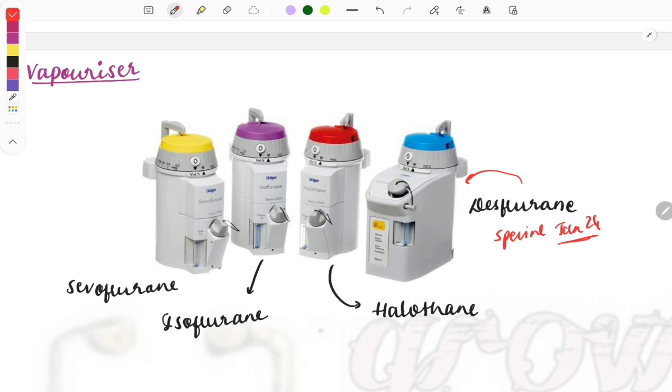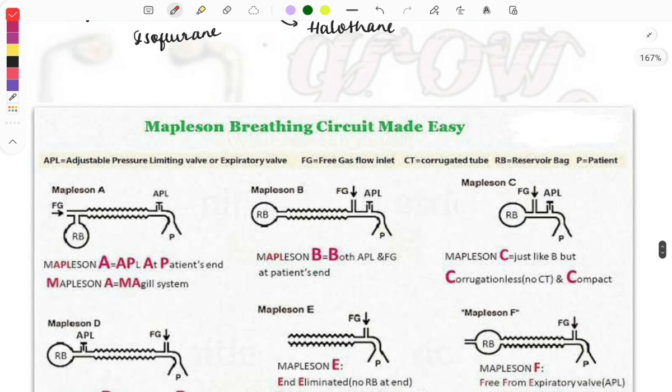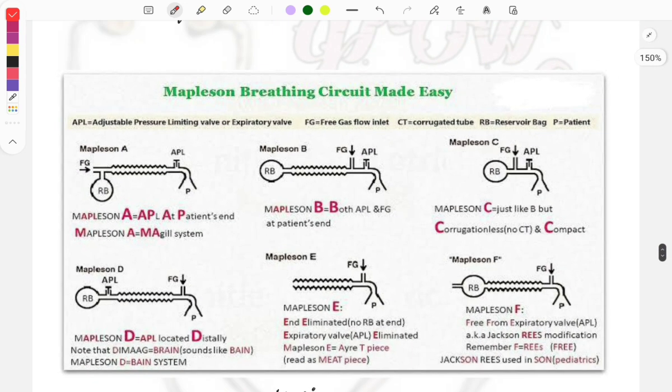So look at the images and also the colors, because if an image is not asked and the color is mentioned, then also you will be easily able to solve it. Then moving on to the circuit, the Mapleson breathing circuit.